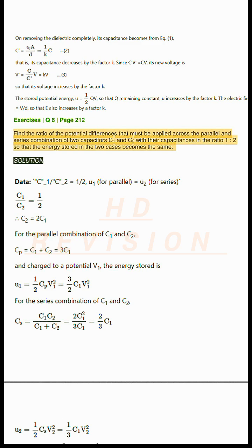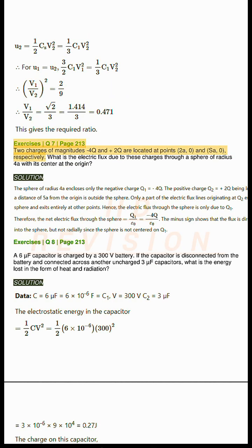Exercises Q6, page 212. Find the ratio of the potential differences that must be applied across the parallel and series combination of two capacitors C1 and C2 with their capacitances in the ratio 1:2 so that the energy stored in the two cases becomes the same. Solution.